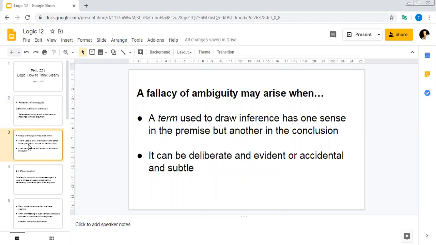It may arise when a term used to draw an inference has one sense in the premise but another in the conclusion. So a term could have different meanings, and when those different meanings are used in different ways within an argument, we can say that a fallacy of ambiguity has arisen. Similarly, like other fallacies, it could be deliberate or it could be accidental. It's not necessary that someone is deliberately using these ambiguous terms and throwing them in an argument. No, it doesn't work like that. It could be deliberate or it could be accidental.